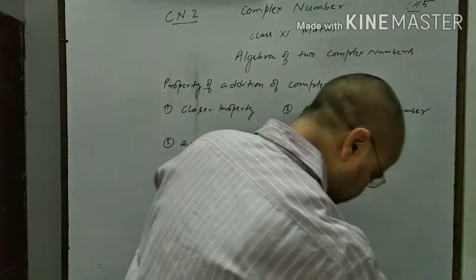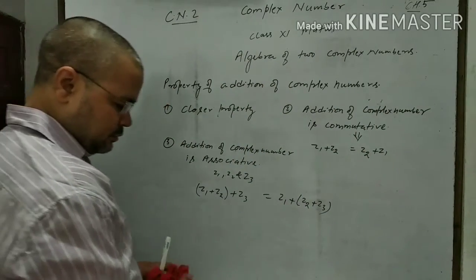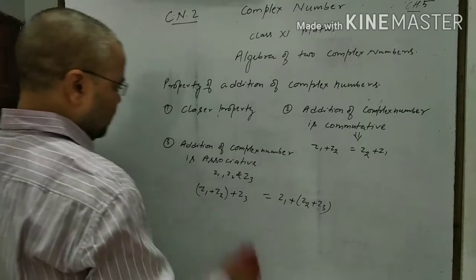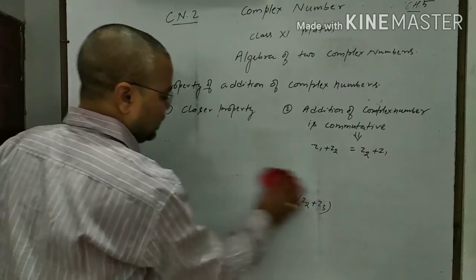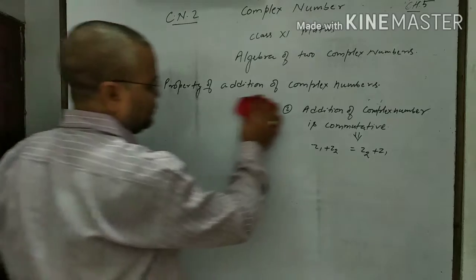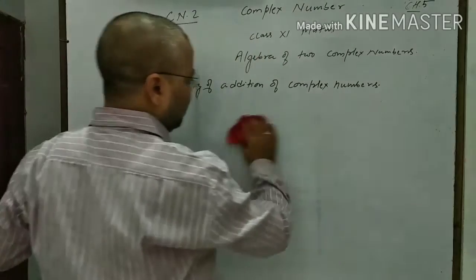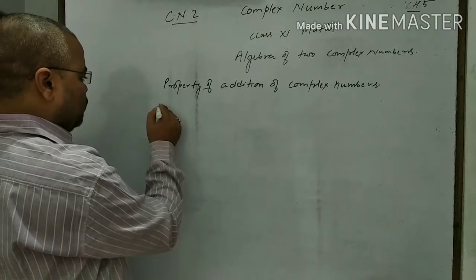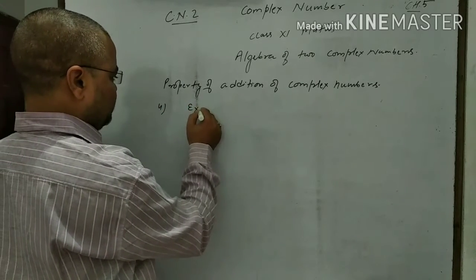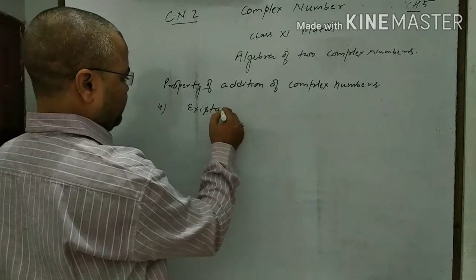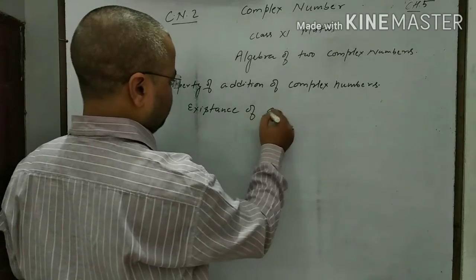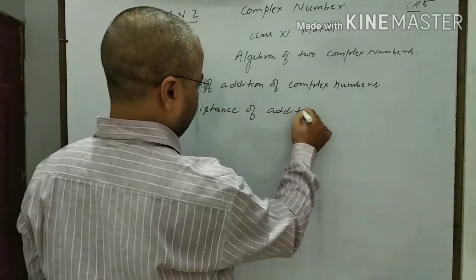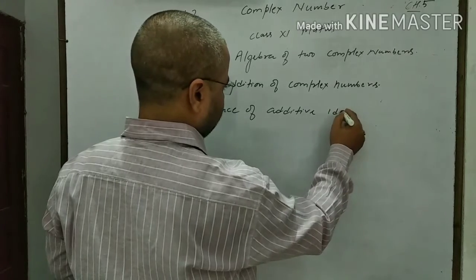Now, the fourth property: existence of additive identity.